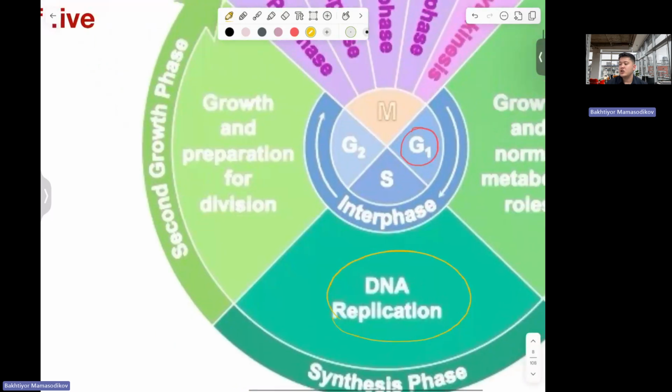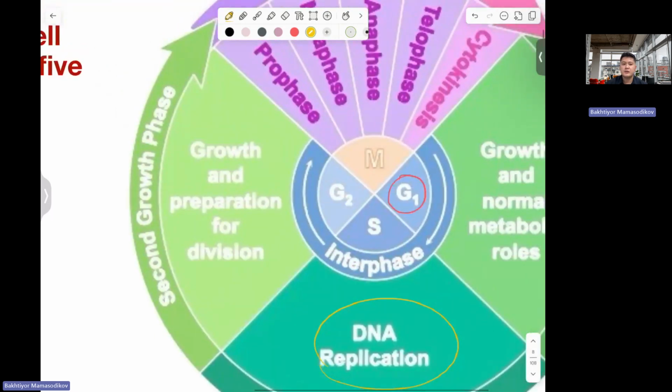So what's happening in the G2 phase? In the G2 phase, the cell checks for mistakes in the DNA. Are there any problems? Has the DNA replicated? It's going to check this. The G2 phase checks whether the DNA replication has occurred or not, and prepares everything for the division.